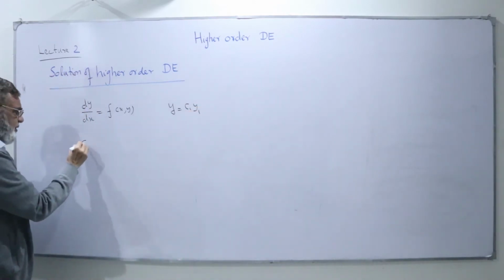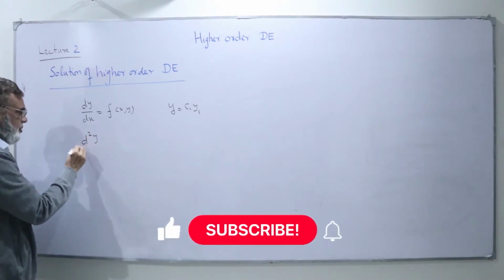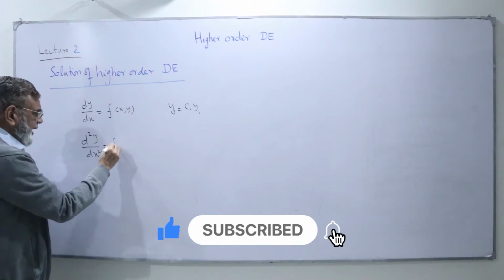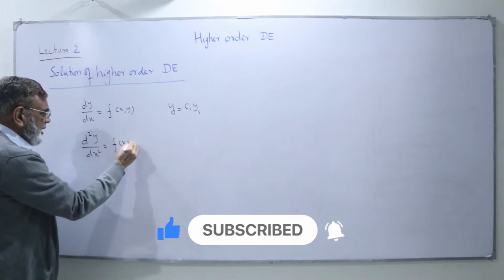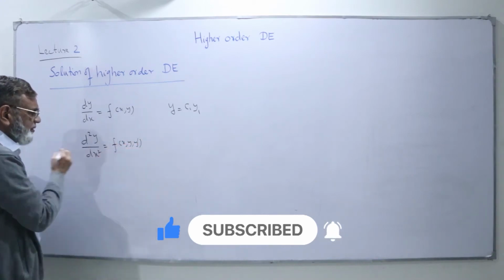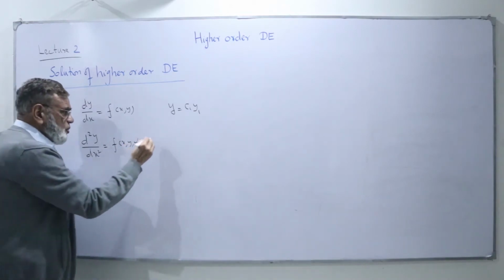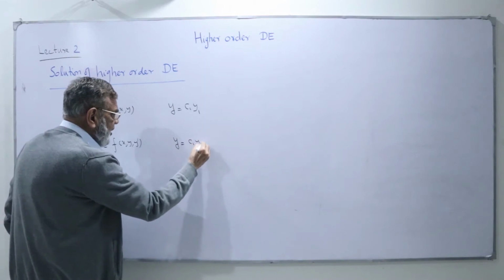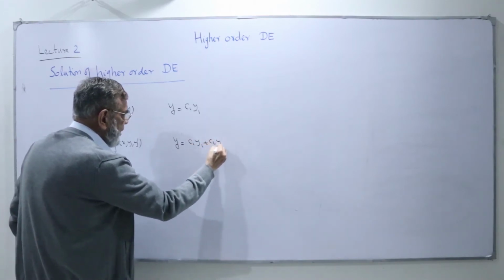If I have a differential equation of order 2, I can write it in this form, f of x, y, any function relationship with that one. So its order is 2, so we get here two arbitrary constants. We have y equal to c1 y1 plus c2 y2.